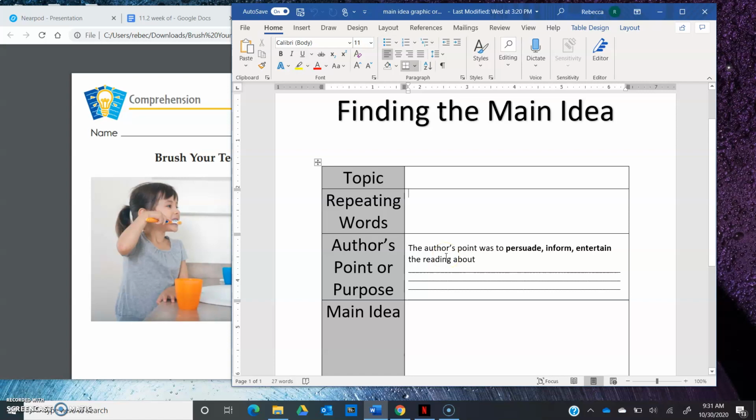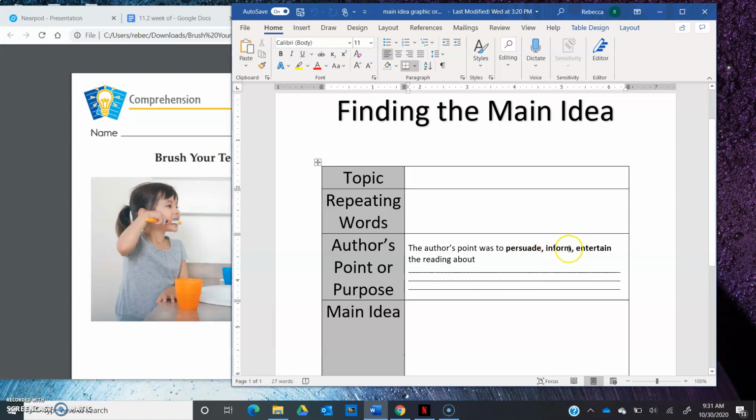Author's point or purpose. This is another hint we can use to find the main idea. There are three options for author's purpose: to persuade, to inform, or to entertain. If the author's persuading us, that means they're trying to convince us of something. So they could be trying to convince us to eat fruits and vegetables because that's what's good for our health. They're trying to persuade us to do something.